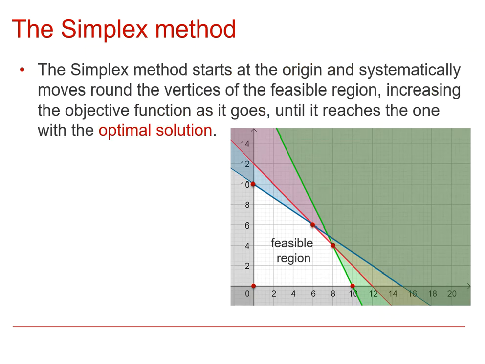Now what we're going to see when we do the simplex method is that in terms of what's happening graphically, we're going to be starting at the origin and systematically moving between vertices, and each time we move between a pair of vertices we're going to increase the value of the objective function, and we'll be able to tell when we've found the optimal one.